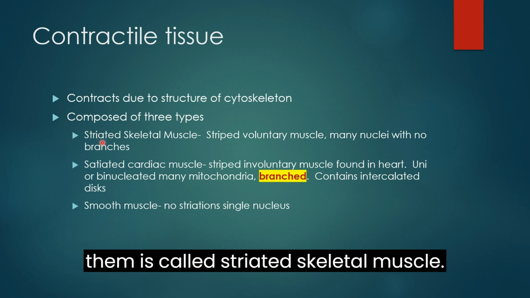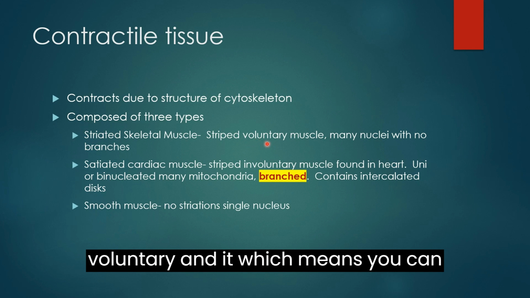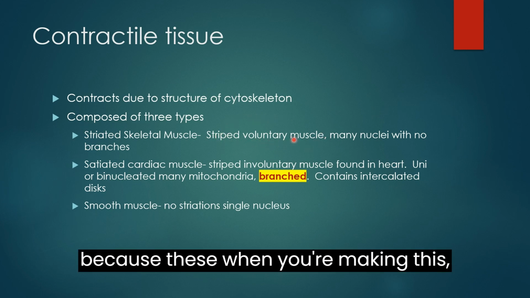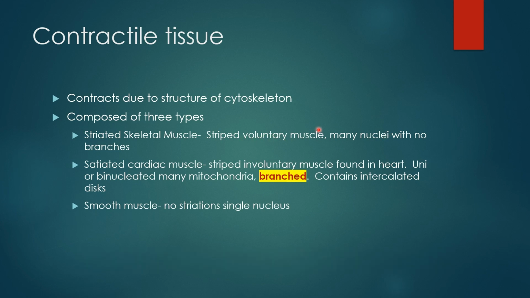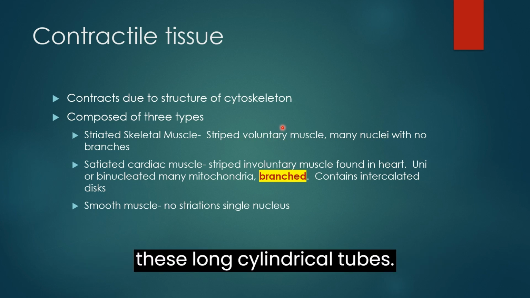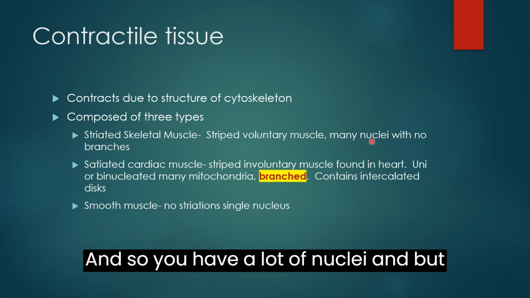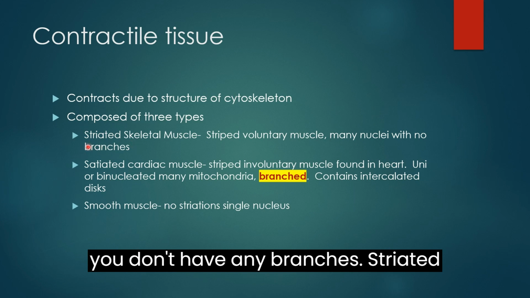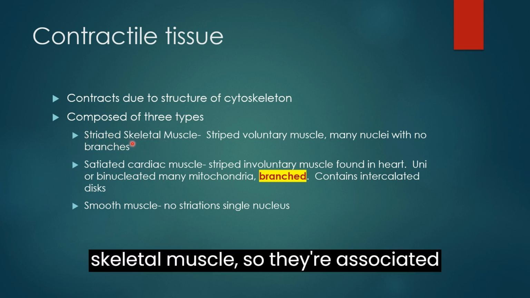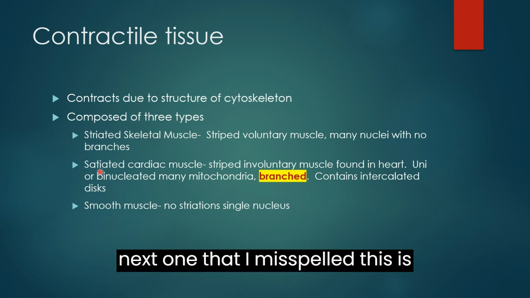One of them is called striated skeletal muscle. It's a striped muscle, which is voluntary, which means you can allow it to move. It has a lot of nuclei because when you're making this, these cells fuse together to form these long cylindrical tubes. And so you have a lot of nuclei, but you don't have any branches. Striated skeletal pretty much means striped skeletal muscles. So they're associated with your skeletal system.